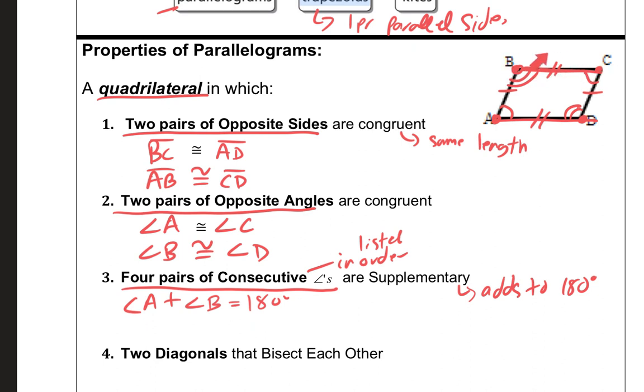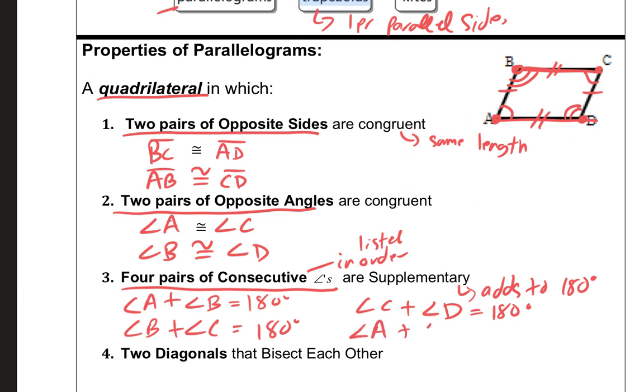Then also B and C. So angle B plus angle C equals 180 degrees. But we said there's 4, so these two. Then also C and D add to 180. So angle C plus angle D equals 180 degrees. And then our last one, these two also add up to 180 degrees. So angle A plus angle D equals 180 degrees.